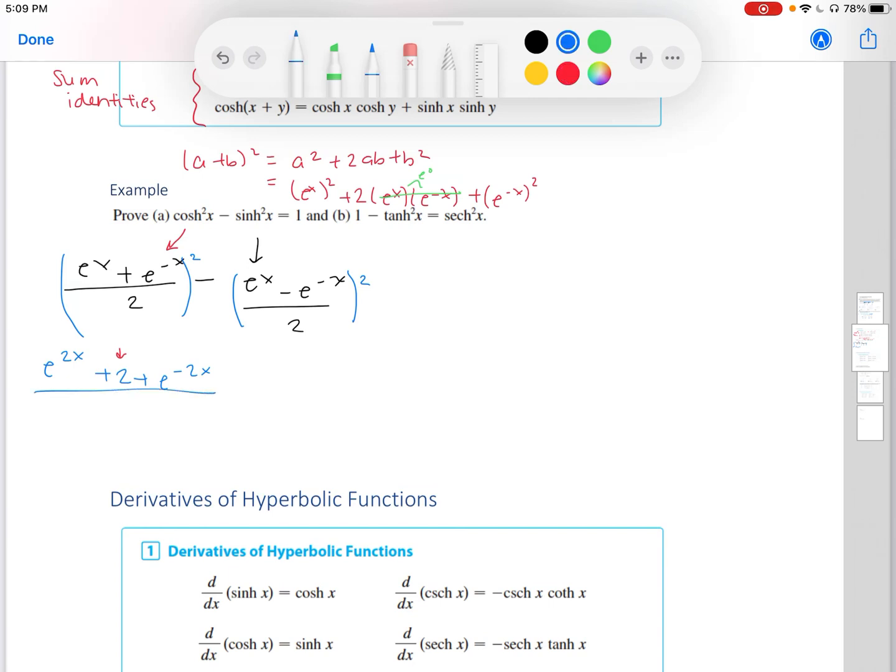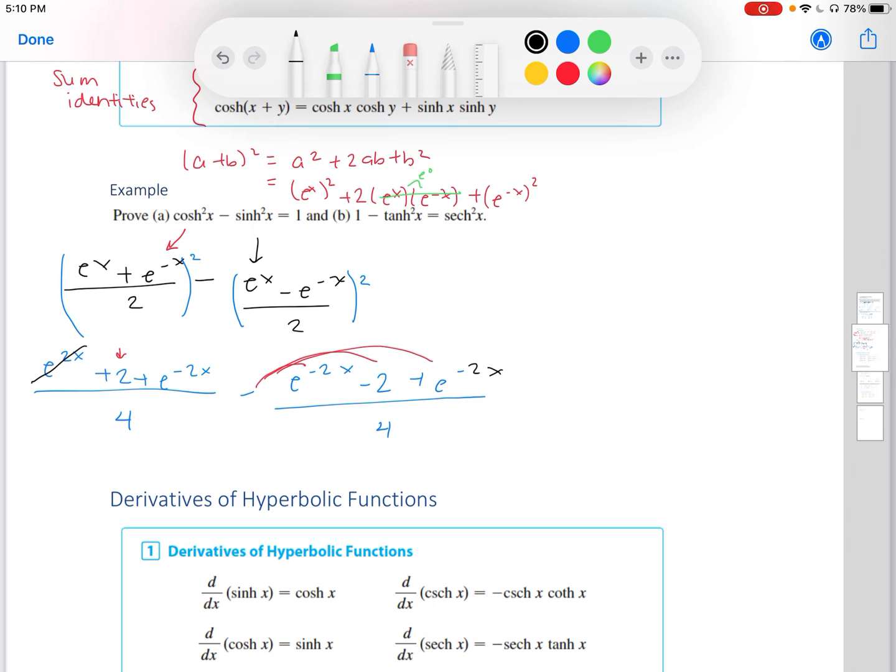All right, moving forward, we have a 4 in the denominator, minus e to the 2x minus 2 plus e to the negative 2x, over 4. Let's distribute this negative. And we see that our e to the 2x... I didn't write this one properly. That was e to the negative 2x.